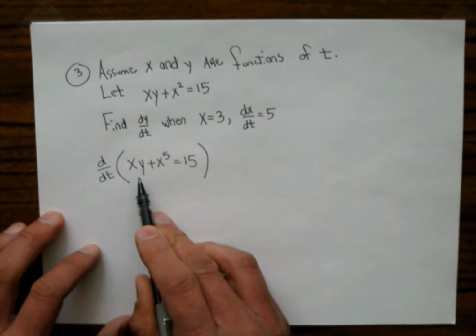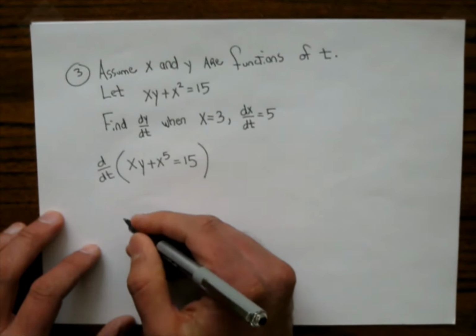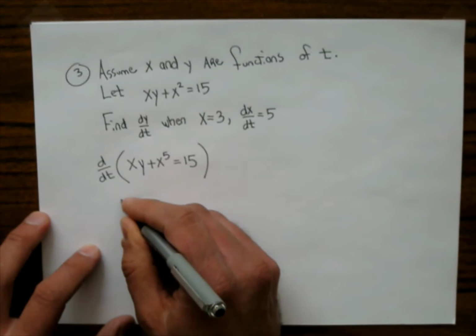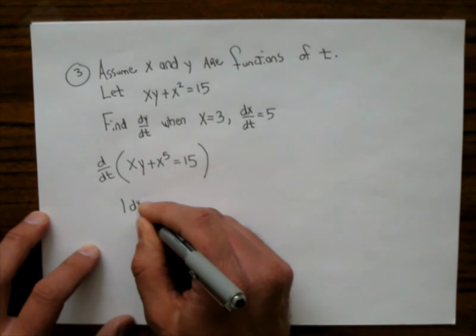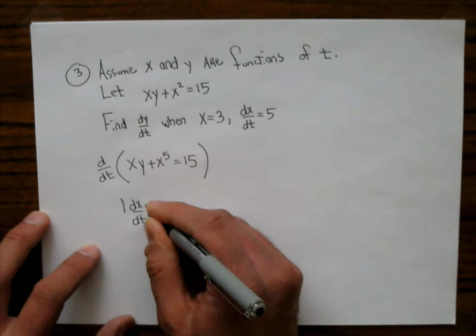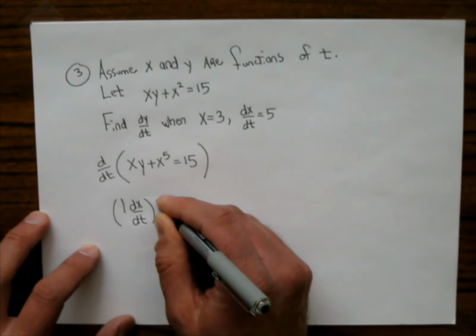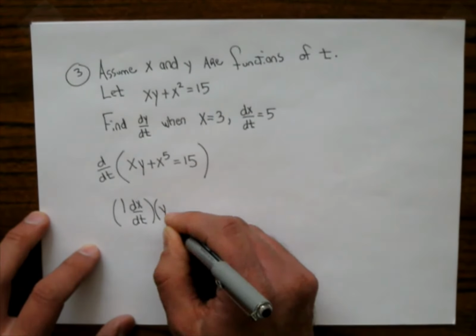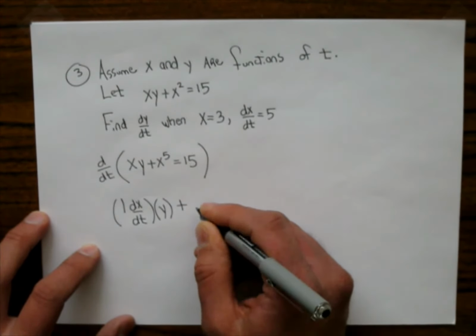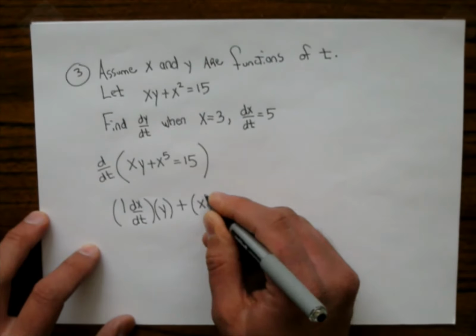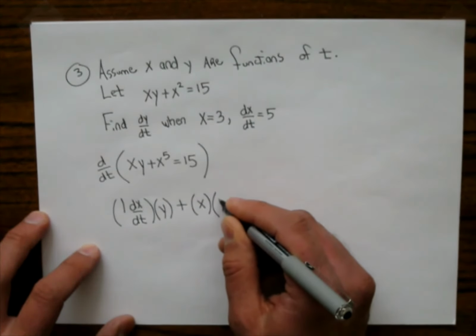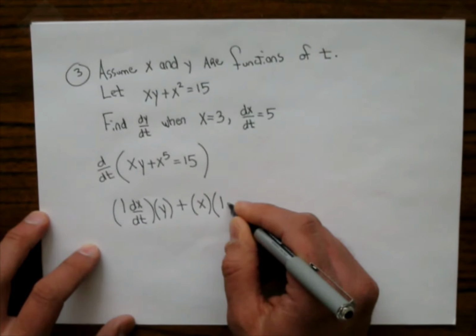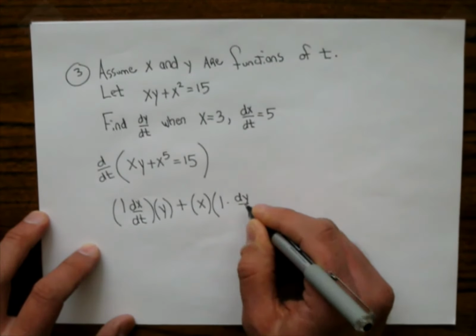So I'm going to go ahead and do the product rule. The derivative of the first, 1 dx dt, times the second, plus the first, times the derivative of the second. The derivative of the second, the derivative of y is 1, and then we have dy dt.